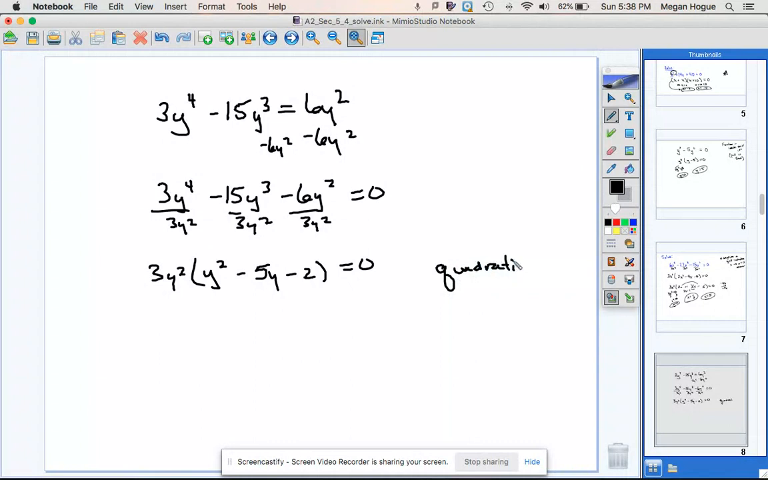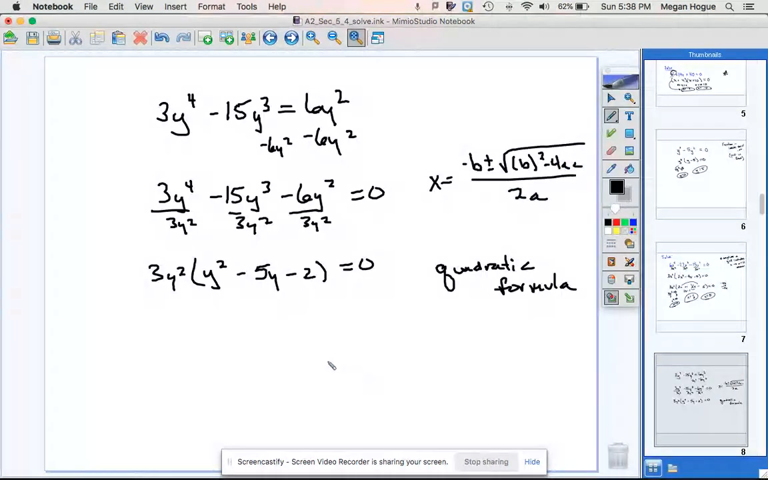We're going to have to use that good old quadratic formula. So, quadratic formula for this. Remember your quadratic formula: x equals negative b plus or minus square root of b squared minus 4ac, all over 2a. In this case, it's y, but if you forget that, that's okay. So y is equal to positive 5 plus or minus square root of negative 5 squared minus 4 times 1 times negative 2, all over 2 times 1.